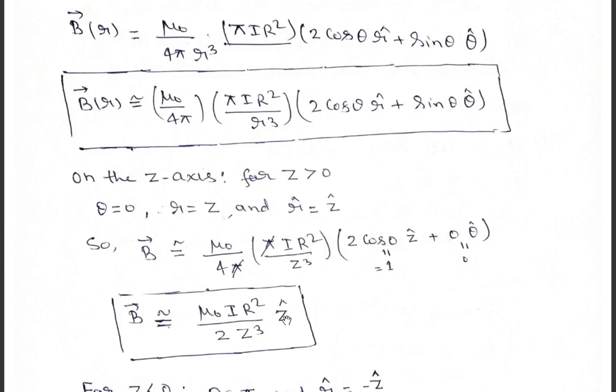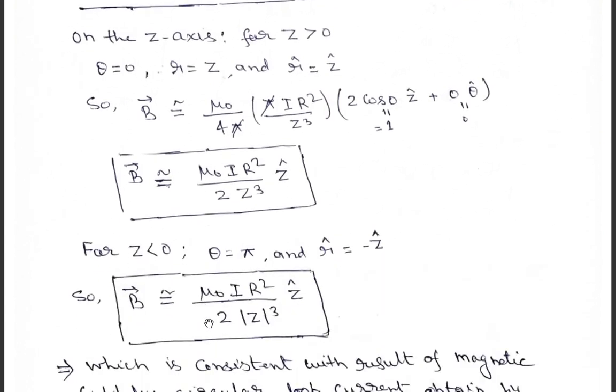If you go back to your previous results, what we obtained when we calculated the magnetic field due to a circular loop by using Biot-Savart law, exactly the same magnetic field we have observed here when z was greater than 0, okay.